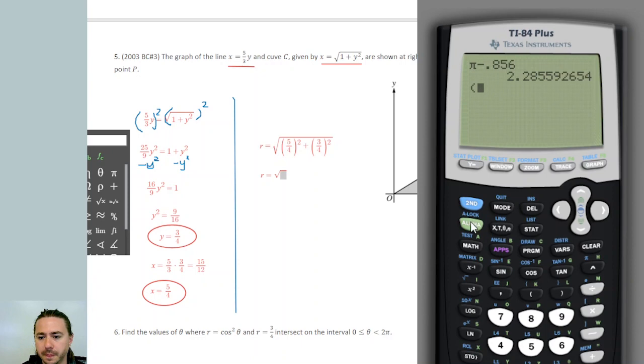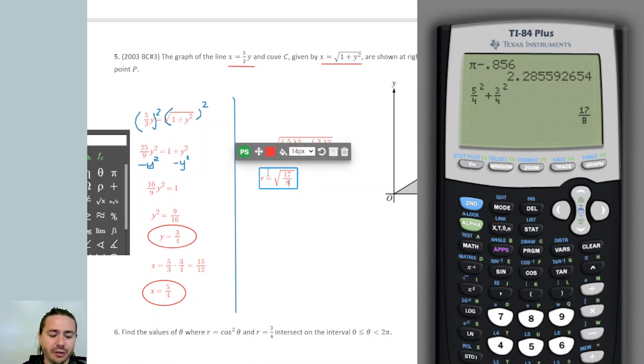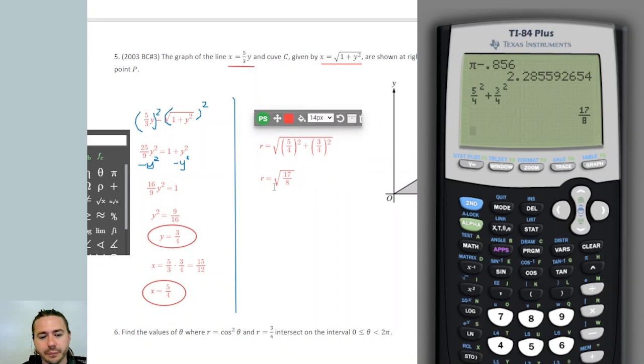Let's just start that over. So 5/4 squared. Oh, come on. There we go. Plus 3/4 squared. So that's 17/8. Neither one of those is a perfect square, so we're just going to leave it as root 17/8. Honestly, I don't even really care so much about rationalizing, and neither are the graders of the AP test, unless it says specifically. So we're just going to say that that's my R value, and then define theta.